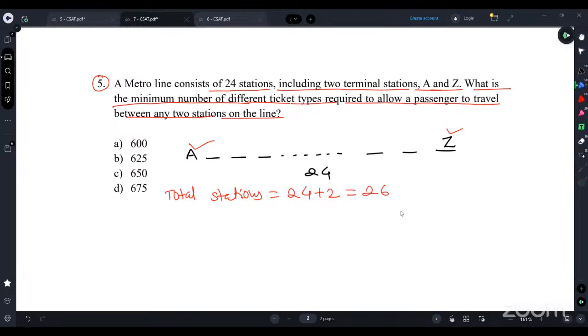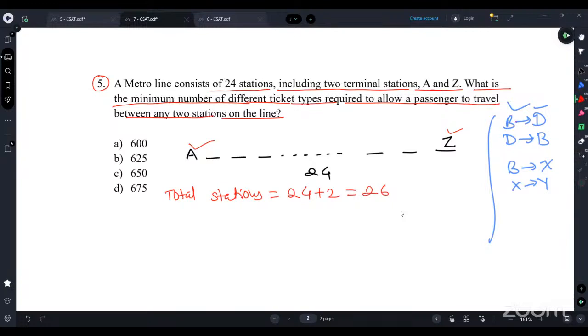Let's say if I want to travel from B to D, it should be possible. I want to travel from, say, B to X, so it should also be possible. And if I want to travel from, let's say, X to Y, it should also be possible. So there should be all possible tickets between these 26 stations, right? Now for that, you have to calculate the minimum number of such tickets.